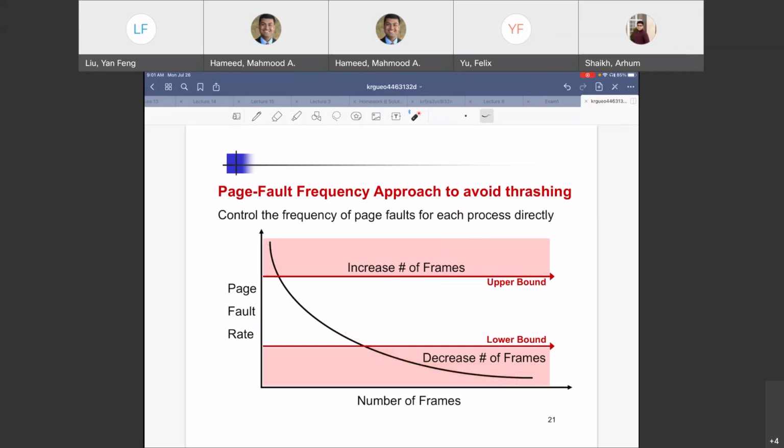So what you want to do is work between an upper bound and a lower bound that is indicated by a system manager. Continuously look at the page fault rate and stay between those 2 bounds. If you are over here, you increase the number of frames. If you are over here, decrease the number of frames for that process so that you bring it down to this particular sweet spot between the 2 bounds. Because if you are between the 2 bounds, your page fault rate is low enough while keeping the degree of multiprogramming high enough.